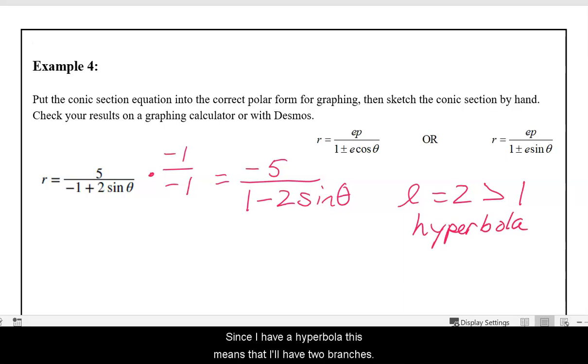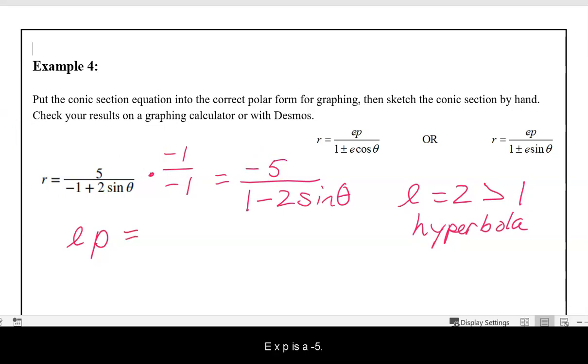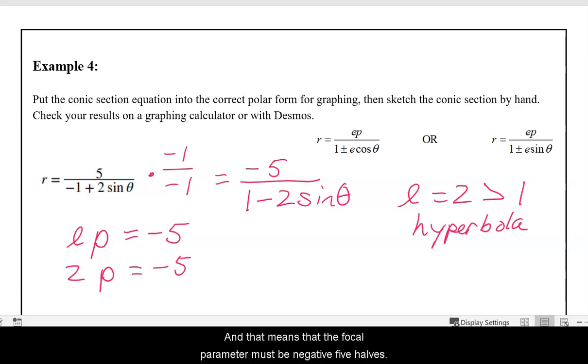Since I have a hyperbola, this means that I'll have 2 branches. When I have that done, then I look at the numerator, which gives me the product of the eccentricity and the focal parameter p. E times p is -5. I know the eccentricity is 2, and that means that the focal parameter must be -5/2. In this case, both the focal parameter and the sign between the two terms in the denominator are negative.